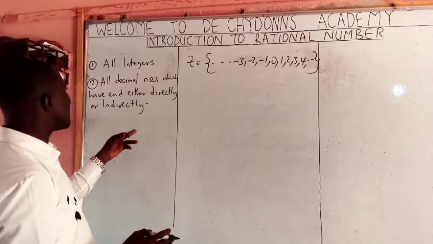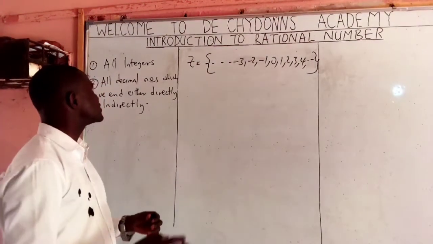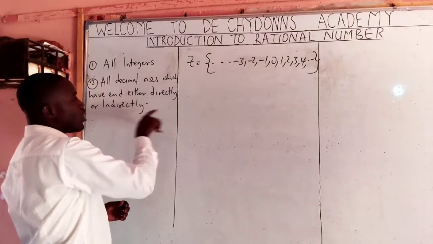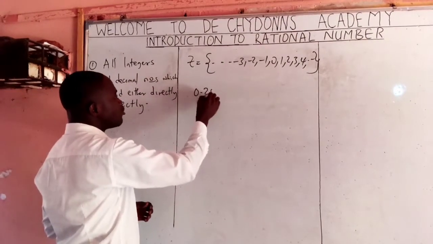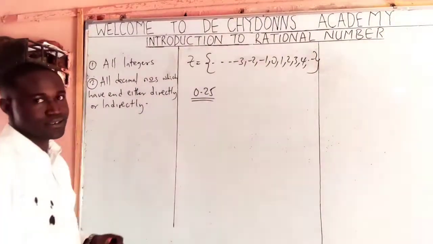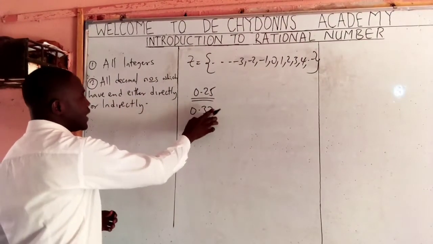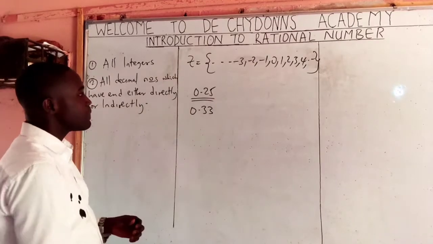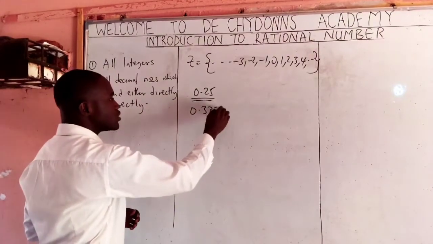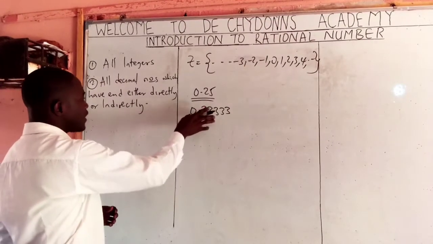Now, all decimal numbers which have an end, either directly or indirectly, are also classified as rational numbers. What do we mean by either directly or indirectly? When you have 0.25, 0.25 has an end. When you have 0.33, it is taken to have an end indirectly. This one has an end directly. Why does this one have an end indirectly? Because it continues like this. So all recurring numbers can also be called rational numbers.